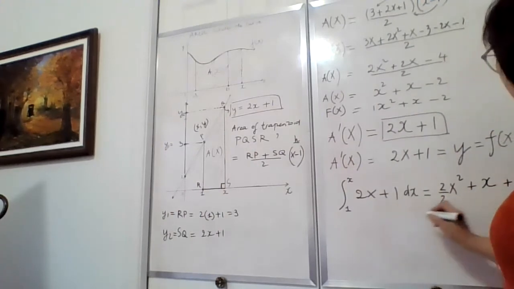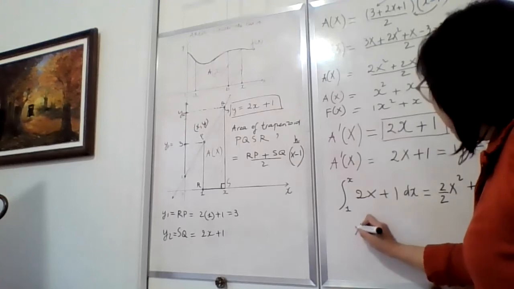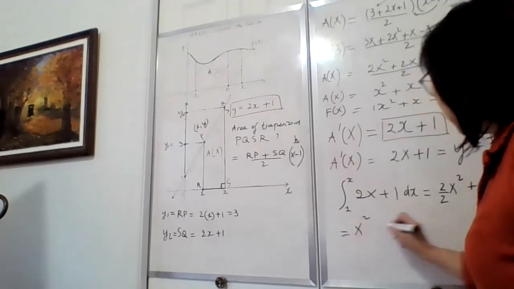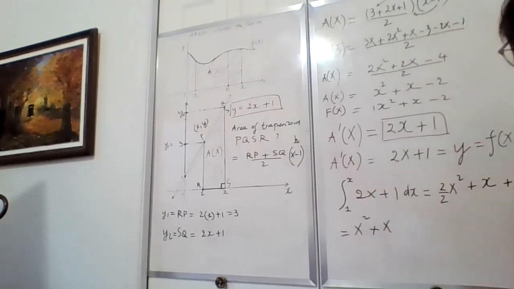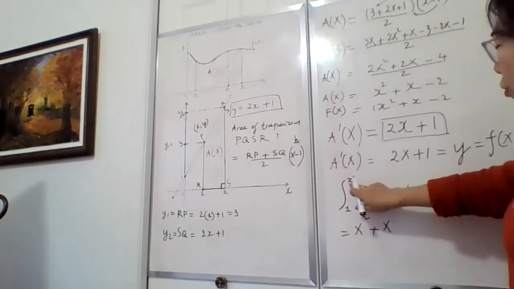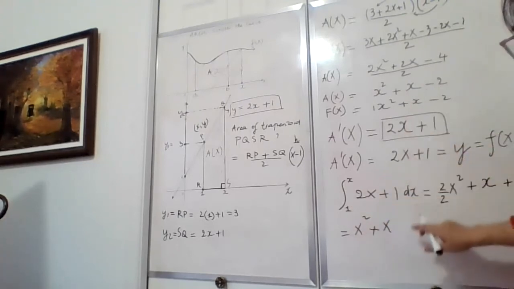So we simplify this, it will become x squared plus x. And if we want to find c, we substitute whatever in here. So let's take a look at this.